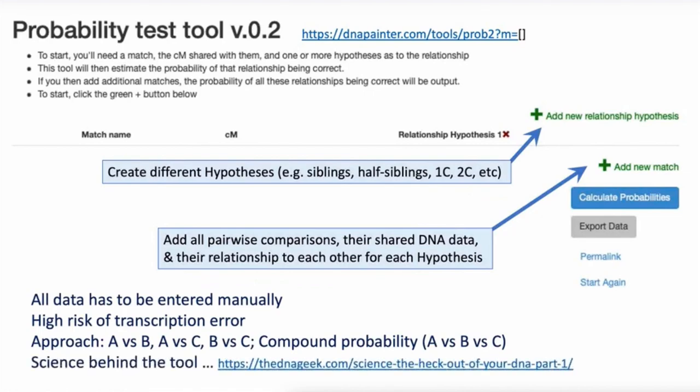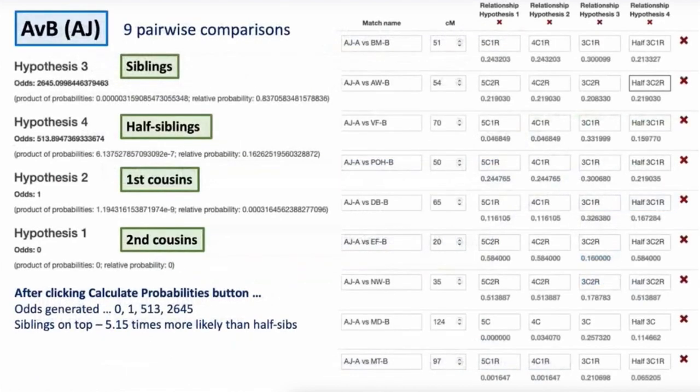And the science behind the tool is very well documented in Leah Larkin's wonderful series of blog posts called Science the Heck Out of Your DNA, and the link is there and also in your handout, in your syllabus. And this is the output. Here we have AJ from family A compared to BM from family B, AJ and Joan from family A compared to AW from family B, AJ versus VF and B versus POH and B, and all of the different members of family B compared to Aunt Joan.